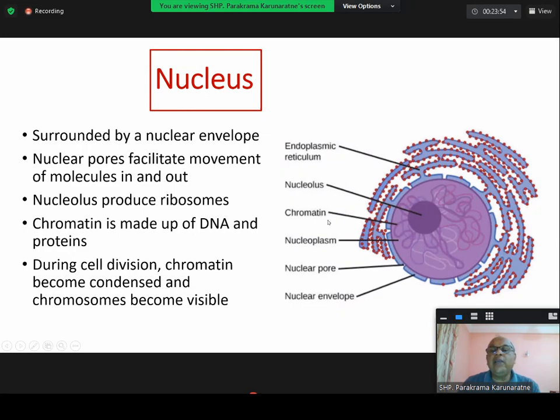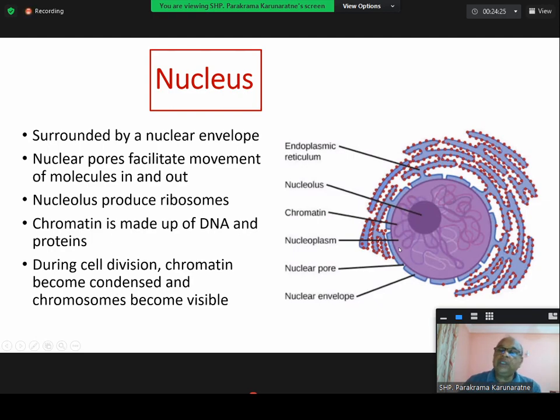And you find chromatin. So that word chromatin, okay, we'll go one by one. Here in the description, the nucleus is surrounded by a nuclear envelope. Nuclear pores facilitate movement of molecules in and out. The nucleolus produces ribosomes. Chromatin is made up of DNA and proteins. During cell division, chromatin becomes condensed and chromosomes become visible.